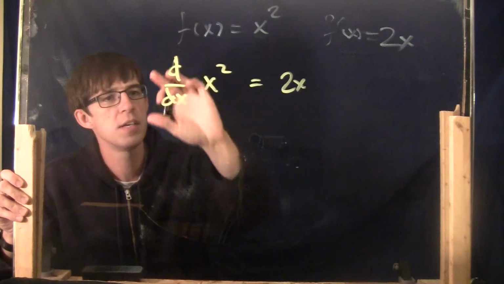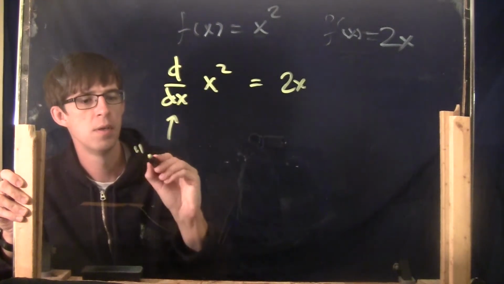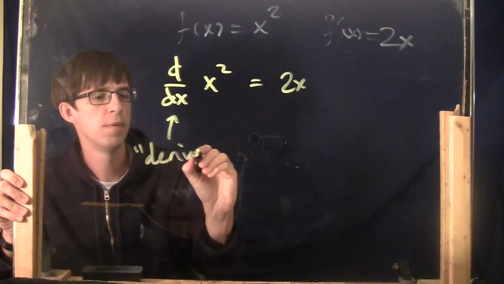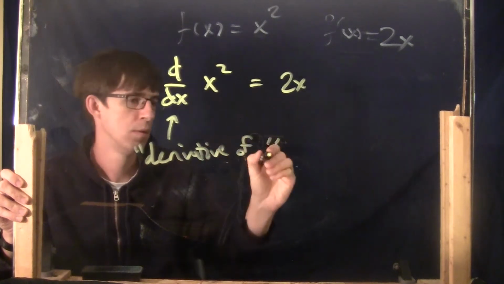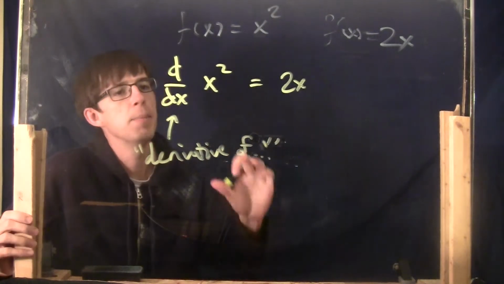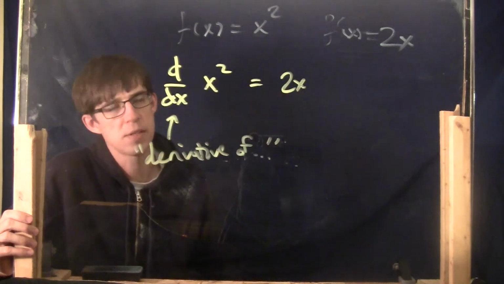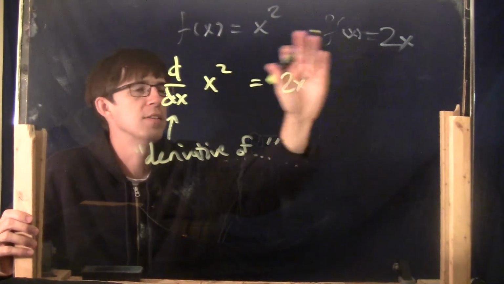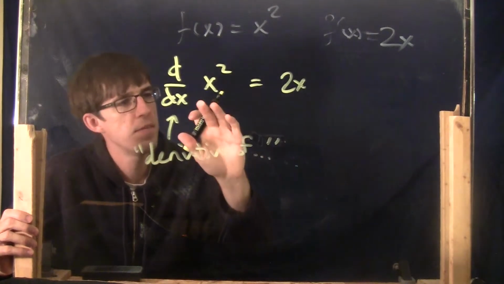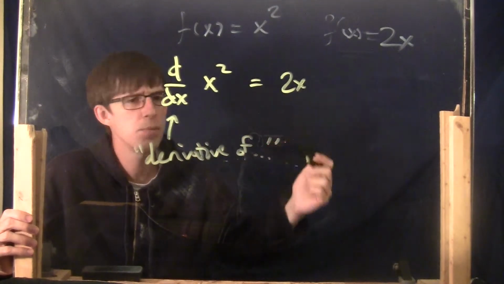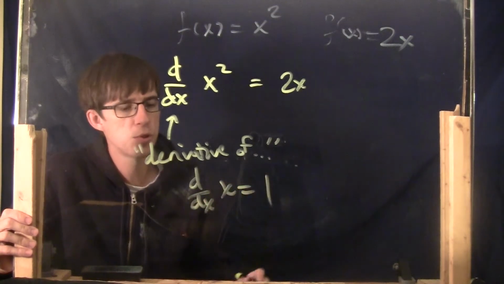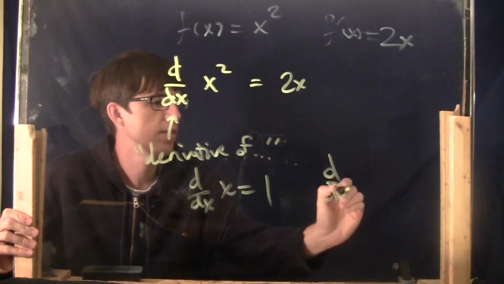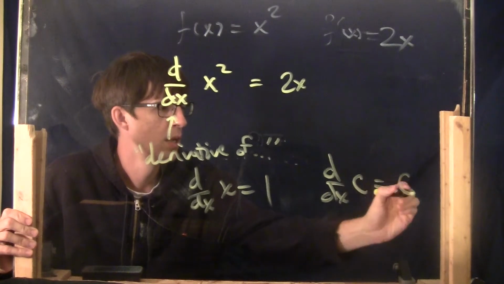All right, so this notation means the derivative of. It's just a nicer way than writing these two separate formulas here. The derivative of x squared equals 2x. What else did we just say? We also said the derivative of x equals 1, and before that the derivative of a constant equals 0.